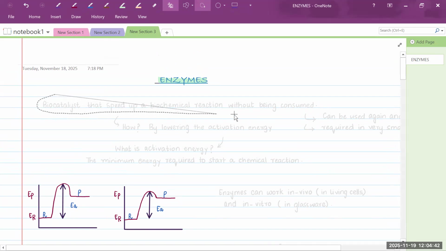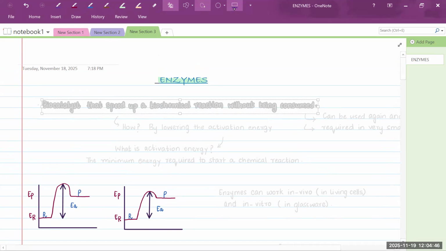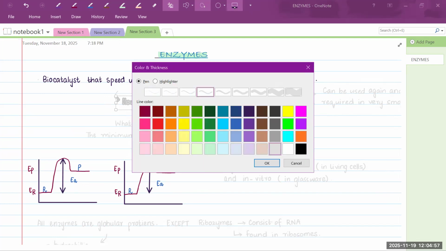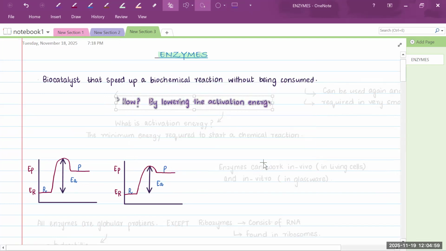Enzymes are biocatalysts that speed up a chemical reaction without being consumed in the chemical reaction itself. Okay? And how do they speed up a chemical reaction? They do so by lowering the activation energy. Now the question comes, what is meant by activation energy? The activation energy is the minimum amount of energy required to start a chemical reaction.